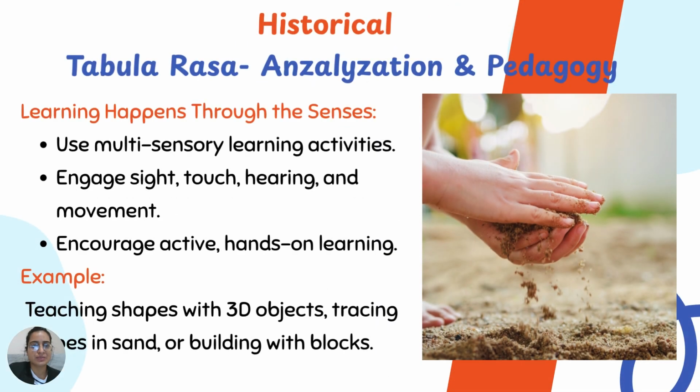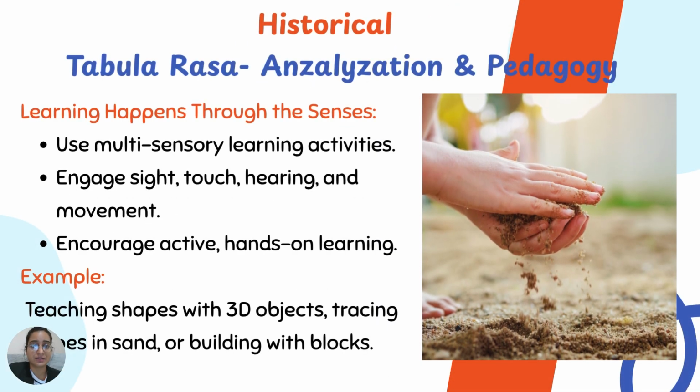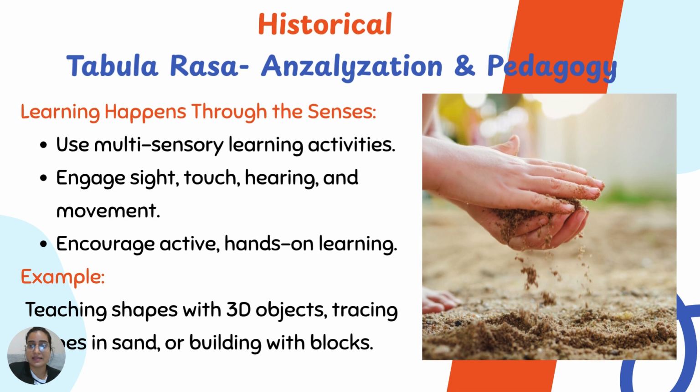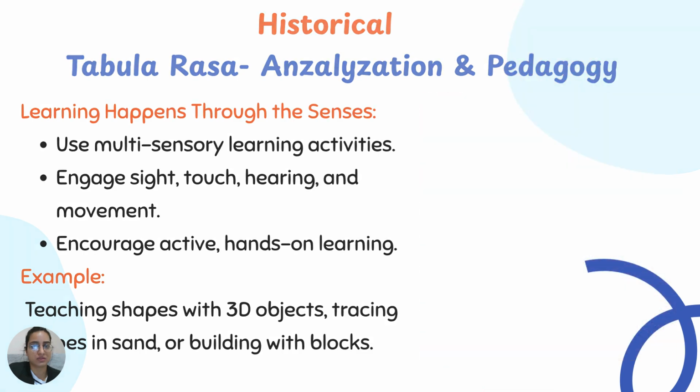So the next key principle declared by John Locke is that knowledge comes from sensory experience. For example, seeing, hearing, feeling, smelling as well. So in my classroom, I can use multi-sensory learning activities that engage sight, touch, hearing, and movement. For example, if I want a child to understand the shape of anything, I can give them a 3D object. I can trace the shapes in sand and use building blocks.